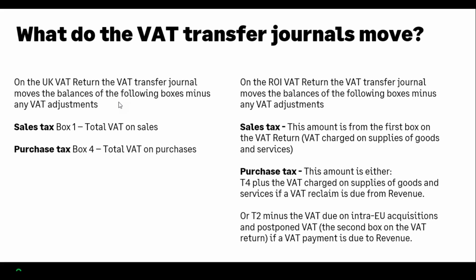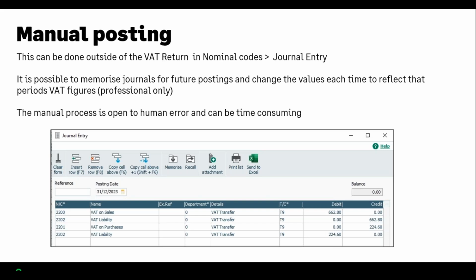Now, to post them manually, because we've seen what we need to do, I'm going to show you in a demonstration, but this is the box that you're going to be able to see. Essentially, you would access left-hand side nominal codes and at the top journal entry. Now, it's possible to save a little bit of time on this. The first time you do it, you could set it up as it is set up in the screen in front of you there, and then memorize that journal for future postings. Then all you need to do is go in and change the amounts, the figures. And that would be in Professional.